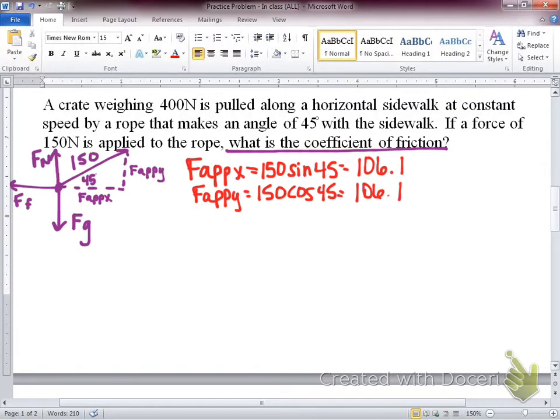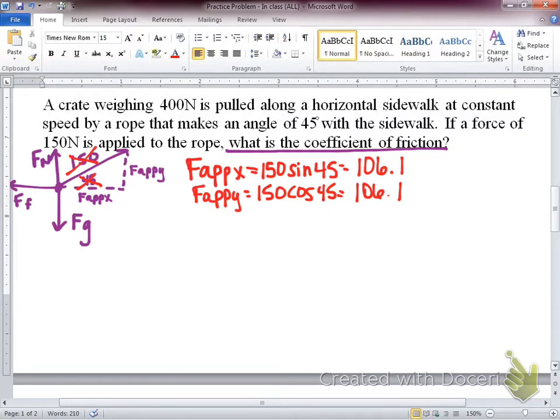Shouldn't both of our forces, or both of our components, be equal to each other? Yes, because it's applied at a 45-degree angle. Okay, those components should be equal to each other. So, now that we've broken down this 150, we are completely done with it. It does not go into our problem ever again. Once we break down that applied force into its vertical and horizontal components, we don't use it anymore.